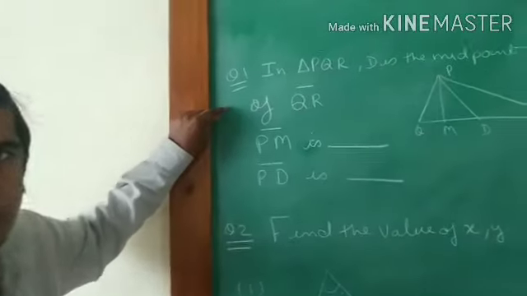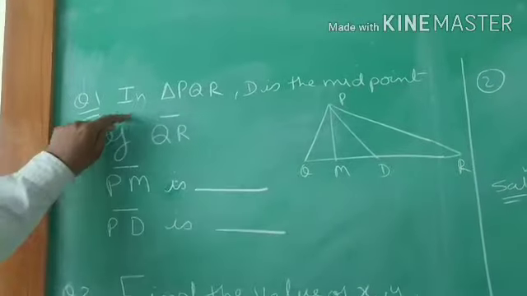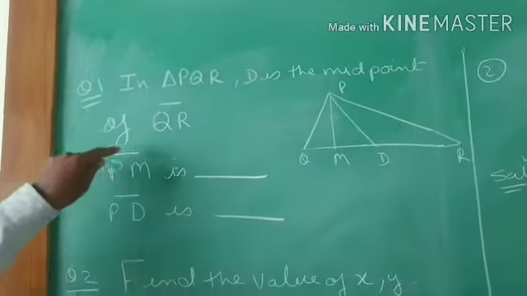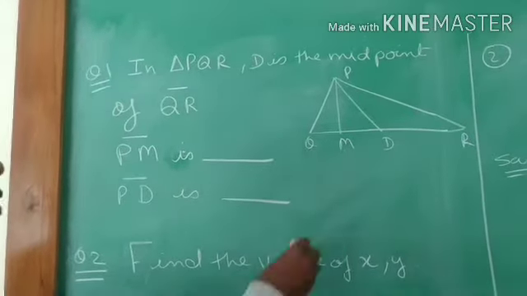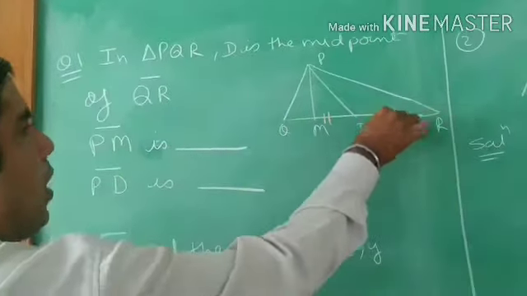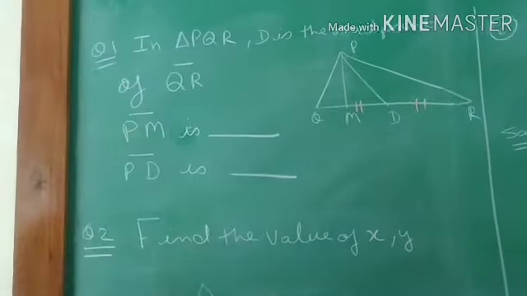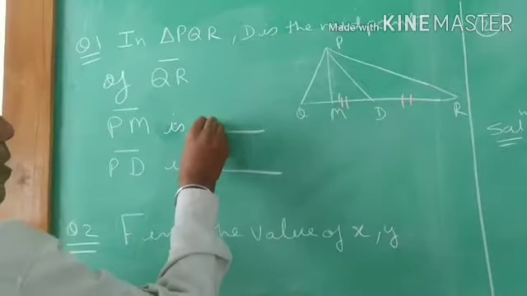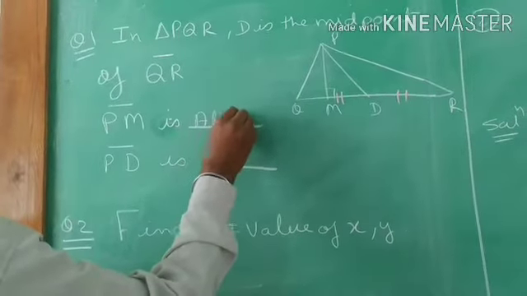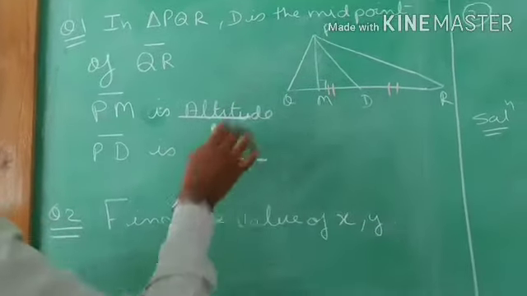Now I am discussing problems of this chapter with you, of different varieties. So in triangle PQR, D is a midpoint of QR. Now we have to give the answer. PM is what? PM is an altitude. You can see it is perpendicular. So PM is an altitude, right? And PD is a median.